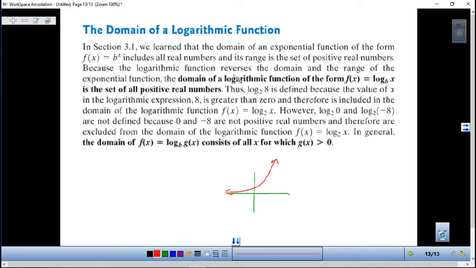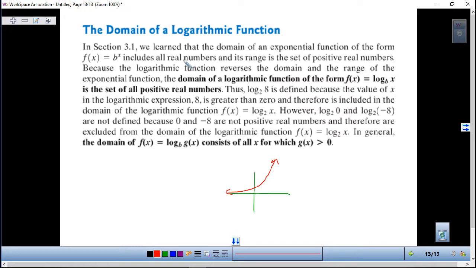All right, now, because the logarithmic function reverses the domain and the range of the exponential function, the domain of the logarithmic function of the form f of x equals log base b of x, that's the base log, is the set of all positive real numbers. When I say base log, I mean it has not been given any transformations. Thus, log base 2 of 8 is defined because the value of x in the logarithmic expression, 8, is greater than 0, therefore is included in the domain of the logarithmic function. However, log base 2 of 0 and log base 2 of negative 8 are not defined. We talked about this just a second ago, because 0 and negative 8 are not positive real numbers, therefore are excluded from the domain of the logarithmic function.